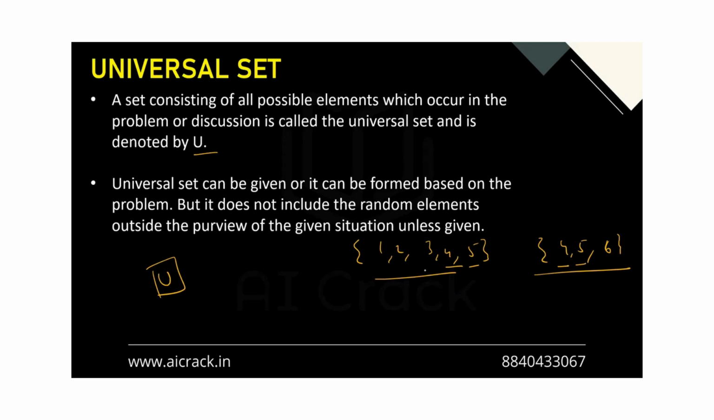So the universal set in this case would be 1 comma 2 comma 3 comma 4 comma 5 comma 6. This would be our universal set consisting of all the elements of both sets. So in case there is no mention of a universal set in the problem, we define our universal set ourselves. But in case they have provided it, then it's good.